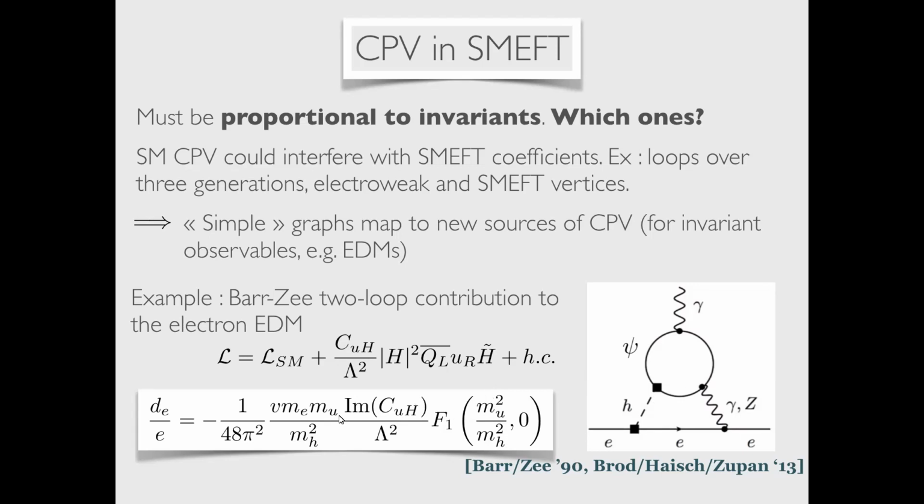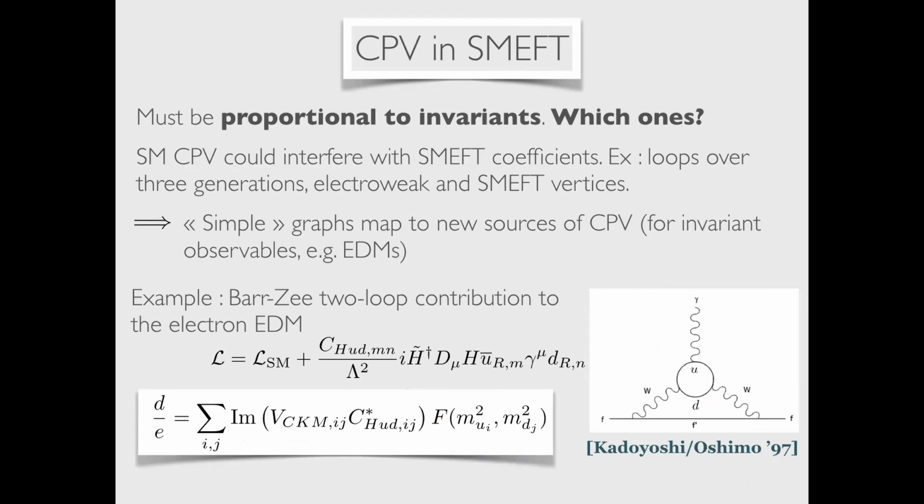But the thing I want to stress is that the different coefficients that contribute, all the parameter space that enters into this computation, is actually in one-to-one correspondence with the invariants we discussed. So there's no interference between the standard model CP violation and CP-odd effects in the SMEFT, because only generations contribute one by one. The same happened for similar contributions to the electron EDM.